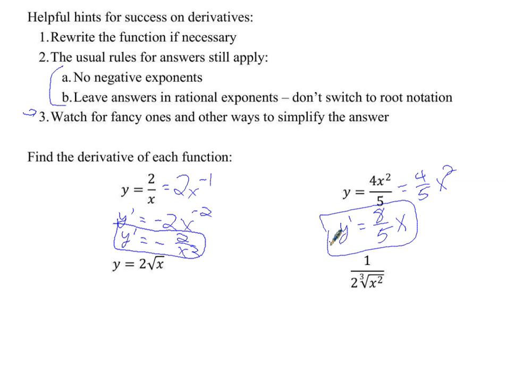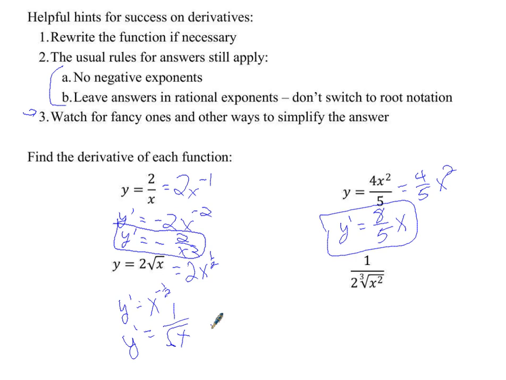The third one, y equals 2 root x. Rewrite it. What do you get? 2x to the 1/2. So now we can take the derivative. Y prime equals 1/2 times 2 is 1, so we wind up with x to the negative 1/2. So y prime equals 1 over x to the 1/2, which is the square root of x. Since that's so easy to write, I'm going to write it like that.